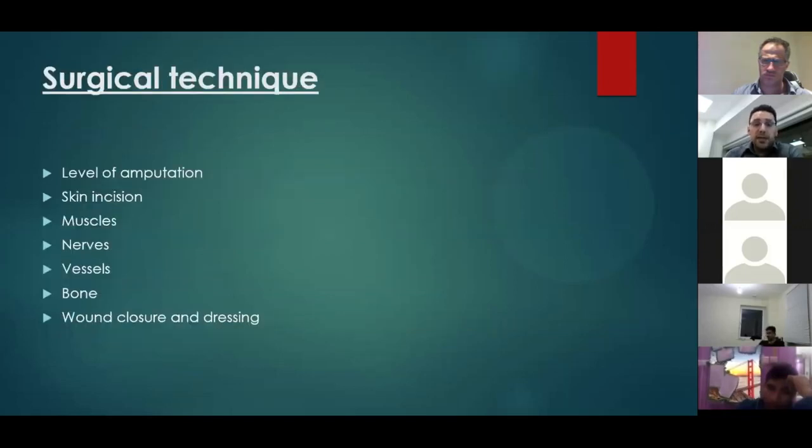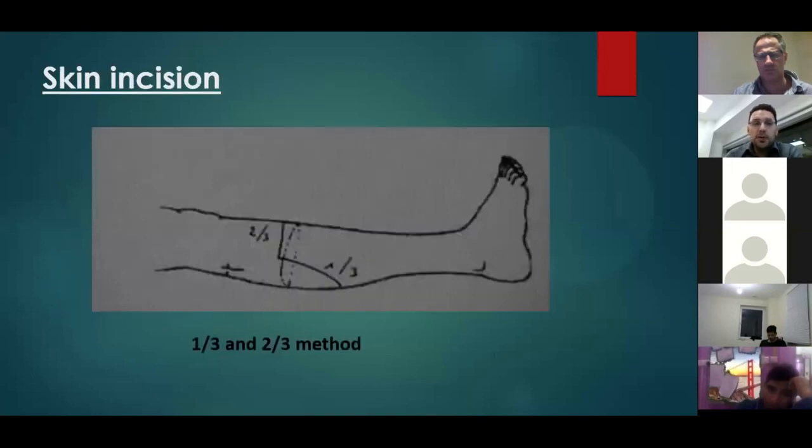In terms of surgical technique, as we mentioned, you think about the level of amputation. Also, you have to think about other things. You have to think about the skin incision, how you're going to design it, so the scar is away from the weight-bearing area, and also the scar should be mobile and not lead to joint contracture. Also, you have to think about other structures, like what you're going to do about the muscles, the nerves, the vessels, the bone, and wound closure. We're going to talk about each one briefly.